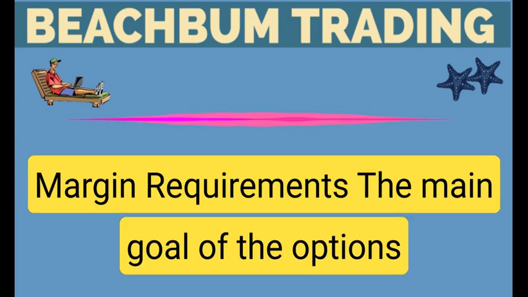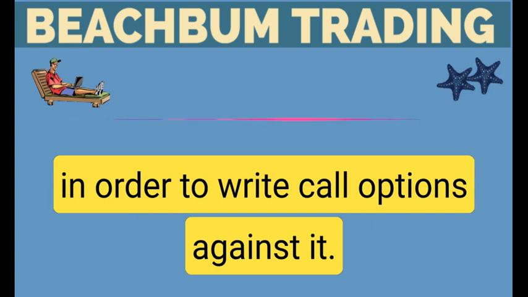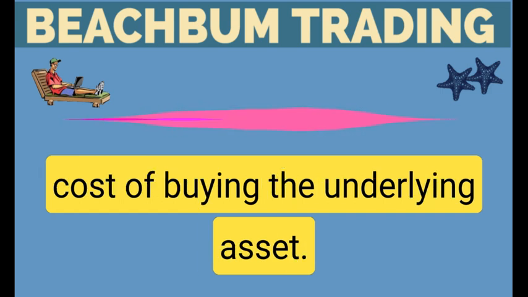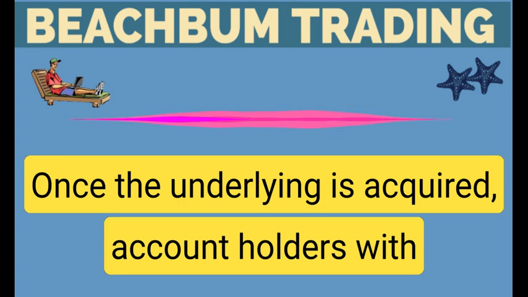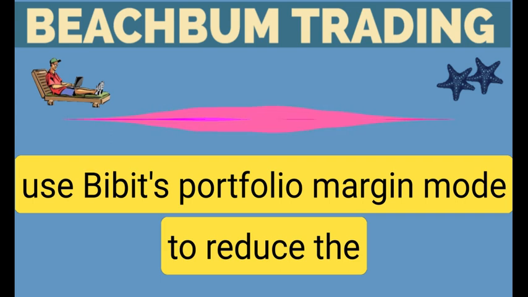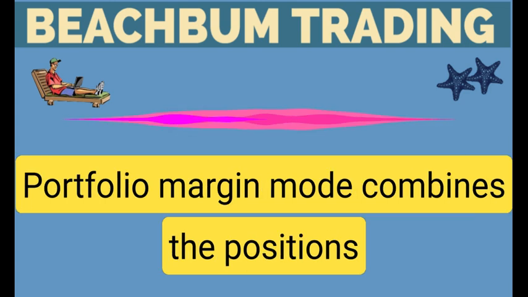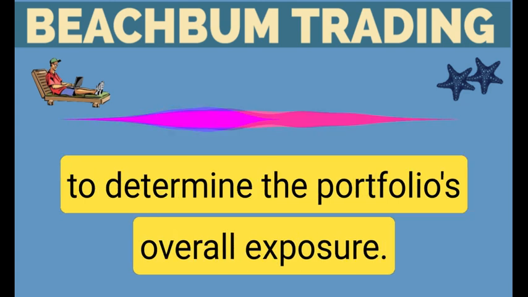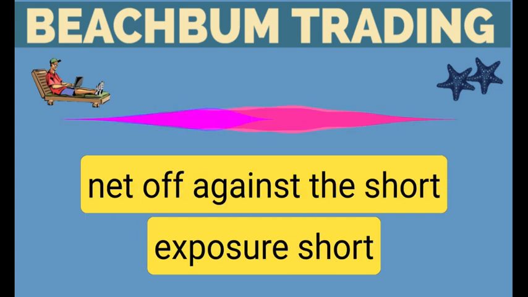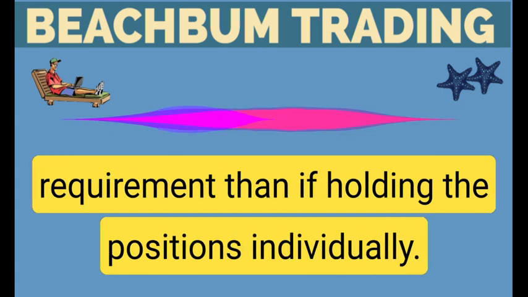Margin requirements. The main goal of the options wheel strategy is to gain the underlying asset in order to write call options against it. For this reason, you should maintain a USDC balance high enough to cover the cost of buying the underlying asset. Once the underlying is acquired, account holders with a minimum account balance of 1,000 USDC can use Bybit's portfolio margin mode to reduce the margin requirements when selling covered call options. Portfolio margin mode combines the positions to determine the portfolio's overall exposure. Here, the long exposure, long underlying, will net off against the short exposure, short call, resulting in a lower combined margin requirement than if holding the positions individually.